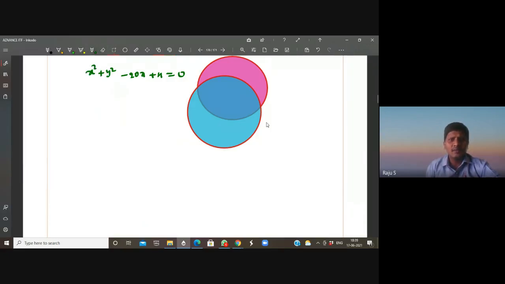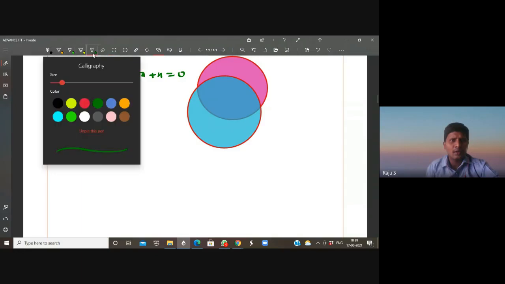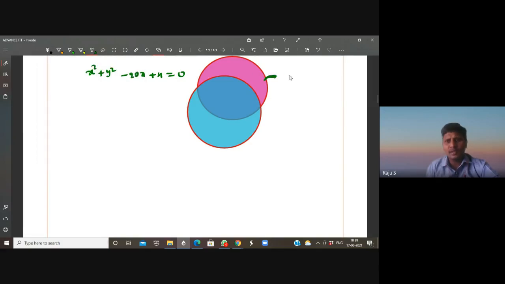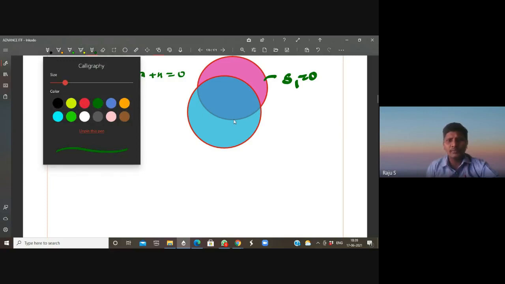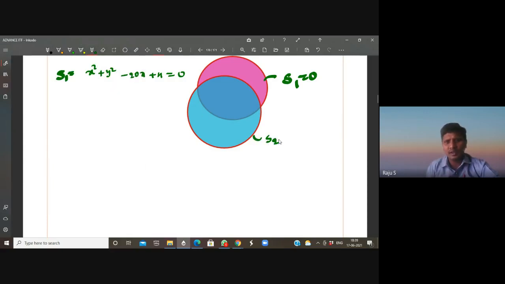And what they have given here, all of you observe here. This is the given circle. Let us take this as S1 is equal to 0. This is the required circle, I am taking S2 is equal to 0. S1, S2 are intersecting orthogonally, nothing but the angle between these two circles is 90.